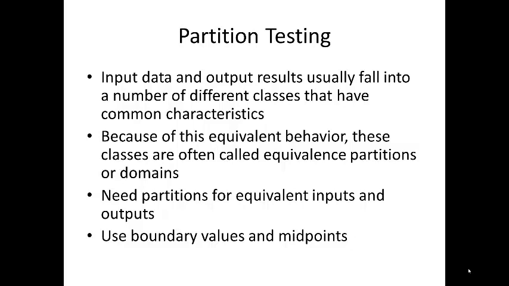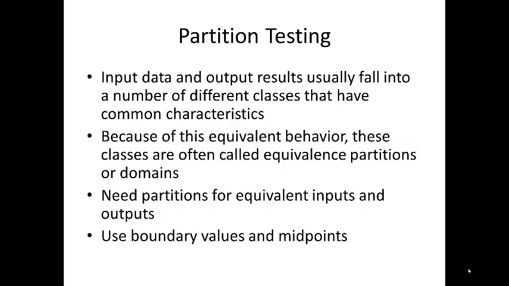Because of this equivalent behavior, these classes are often called equivalence partitions or domains. So for example, all the positive integers would form an equivalence class. All the negative integers would form an equivalence class, and 0 might form its own equivalence class. You need partitions for the equivalent inputs and outputs, and what you want to do is try to identify boundary values, things where the behavior of the system changes. For example, at 0 or at 1 or -1. Basically, wherever the system changes, those are going to be the boundary values.